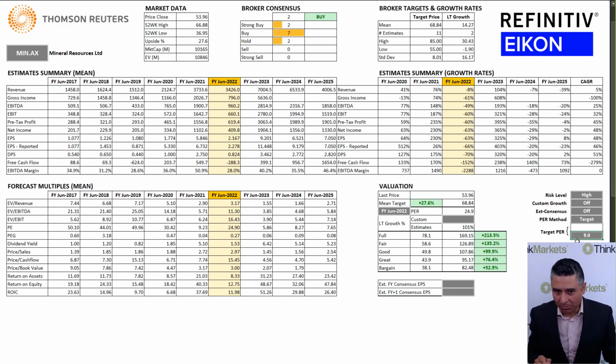For that, I'd happily pay more than 9. So if it's looking crazy cheap at 9, then it's got to be. You know, if I go any higher, it's only going to get cheaper.